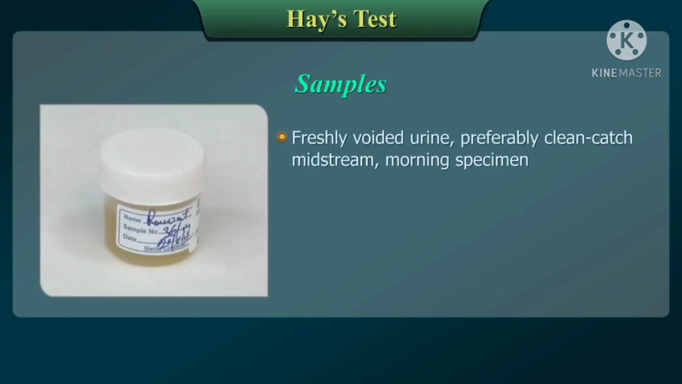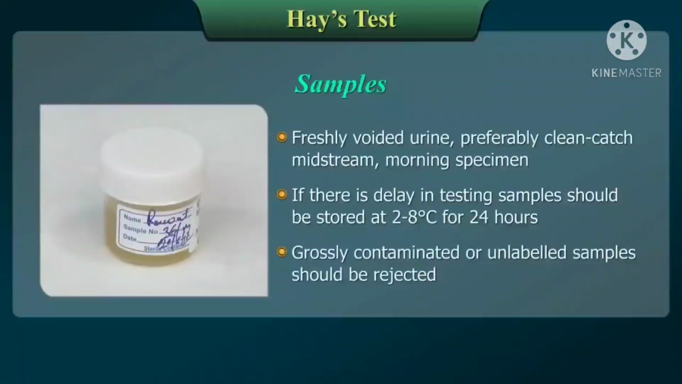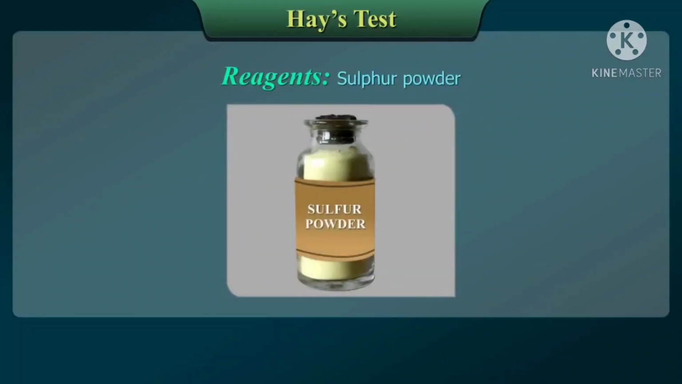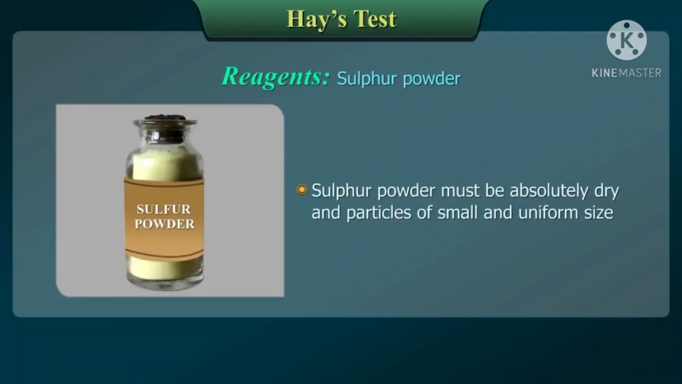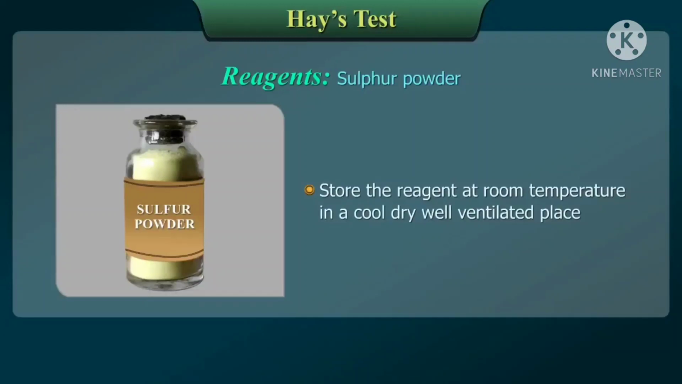Samples: freshly voided urine, preferably clean catch midstream morning specimen. Samples can be stored at 2 to 8 degrees centigrade for 24 hours. Grossly contaminated or unlabeled samples should be rejected. Reagents: sulfur powder. The sulfur powder must be absolutely dry and the particles small and of uniform size. Store the reagent at room temperature in a cool, dry, well-ventilated place.